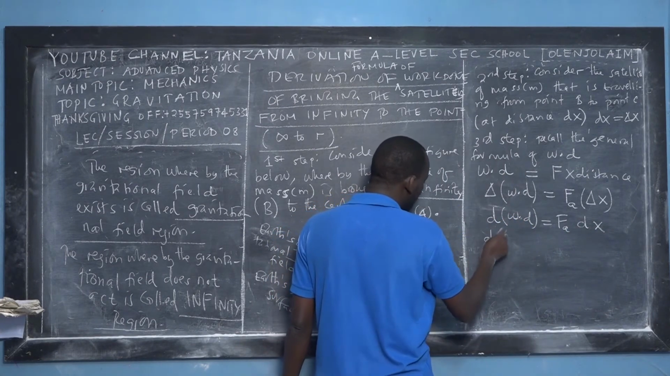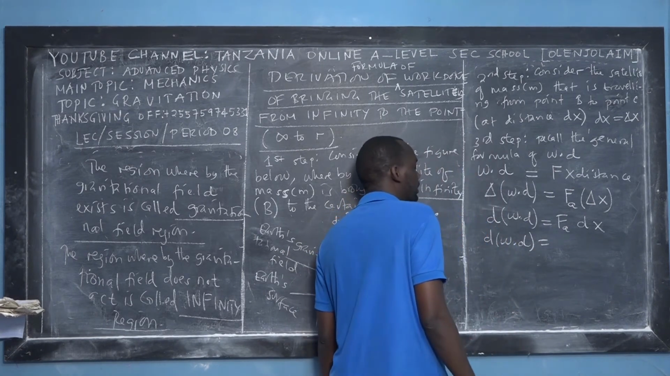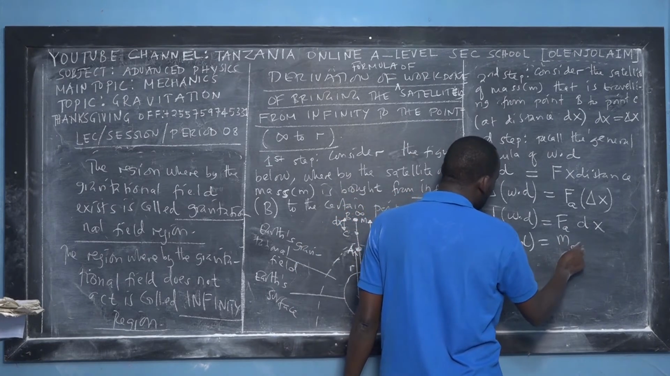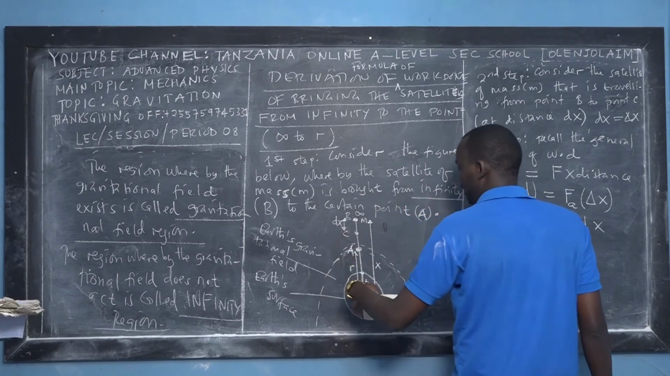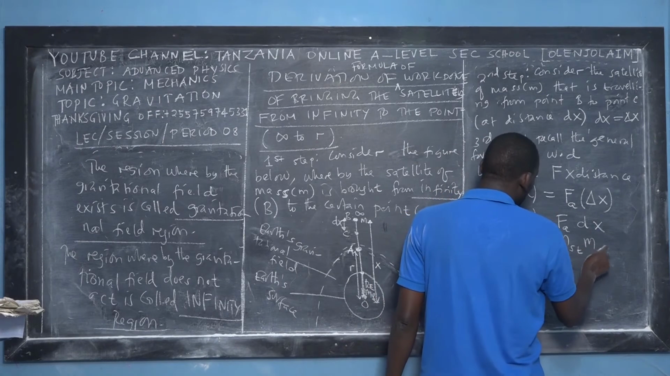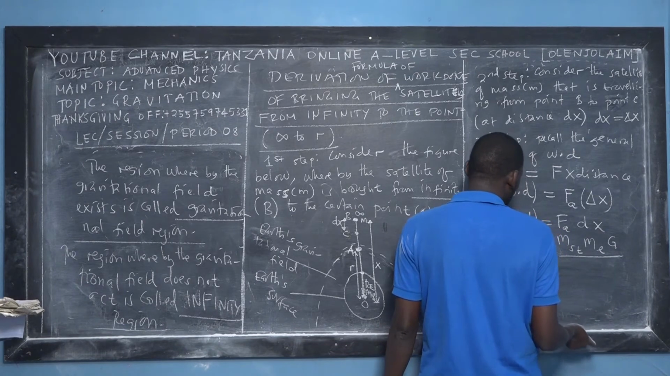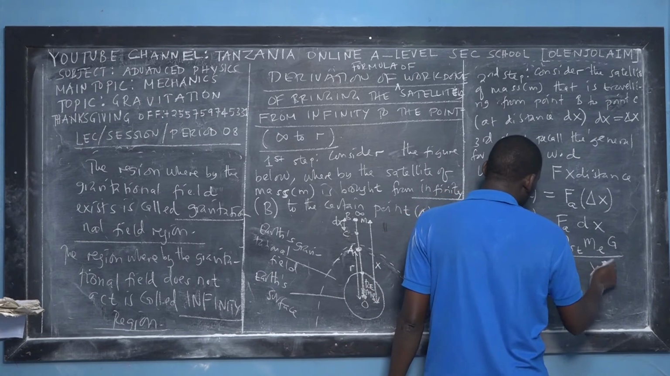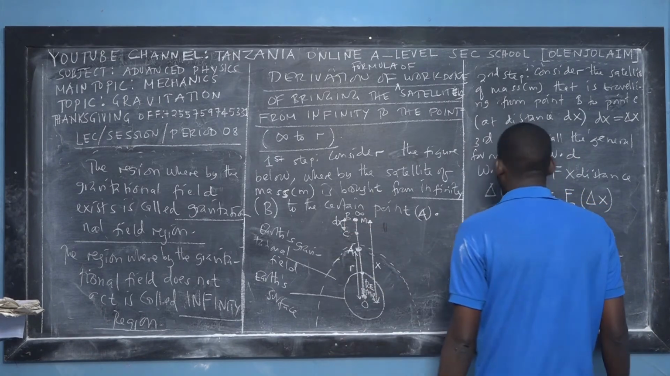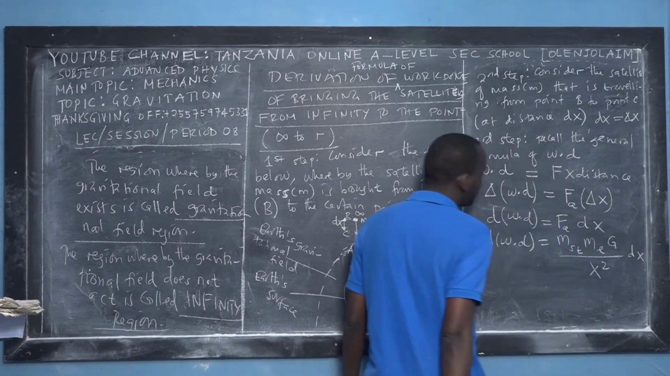So the small change in work done is equal to the force of attraction. The force of attraction is equal to the mass of the satellite, because the satellite is still attracting with the S, times the mass of the S, times the universal gravitational constant, over the distance x squared, where x is the distance from point B to point O. Then we multiply by the small distance moved, which is dx.